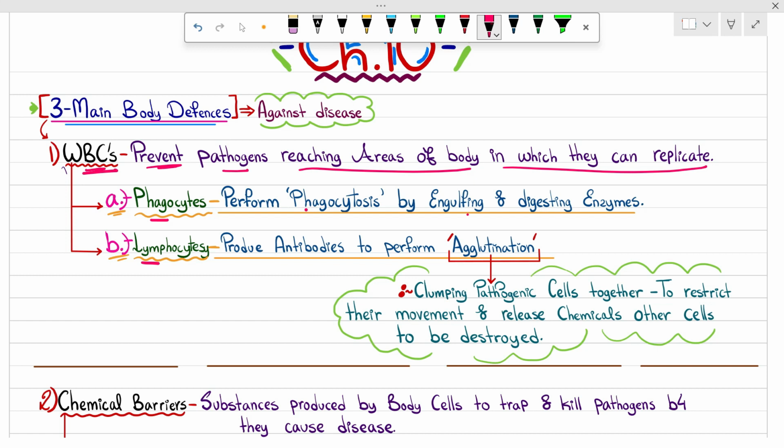Lymphocytes, on the other hand, produce antibodies to perform agglutination. The function of lymphocytes is antibody production, which causes agglutination. Agglutination is the clumping of pathogenic cells together to restrict their movement and release chemicals that signal other cells to destroy them. So agglutination is when a bunch of pathogenic cells clump together. This restricts their movement. They're not able to move very easily. Due to this, a chemical is released, and this chemical signals phagocytes to come, engulf the pathogenic cells, produce digestive enzymes, and destroy them.